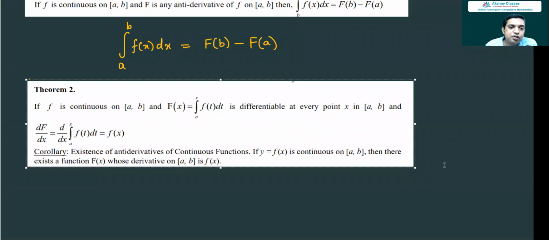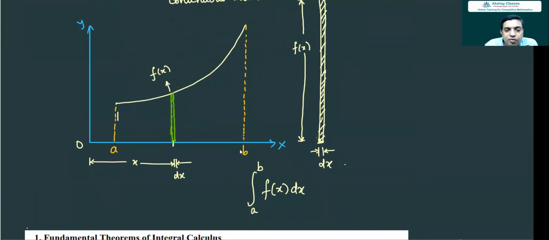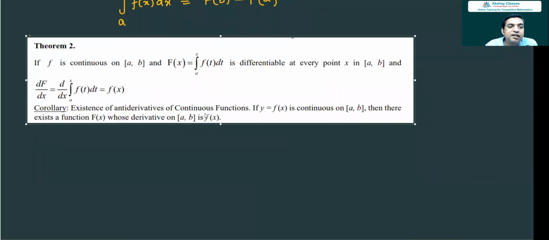Now if f is a continuous function, this theorem is an extension to the first one. Here instead of b, it is a variable x. Let's go back to the figure. I am not integrating up to a fixed point b, I am integrating up to a variable point x. As I keep changing x, I find out what the area will be. So that gives us the antiderivative.